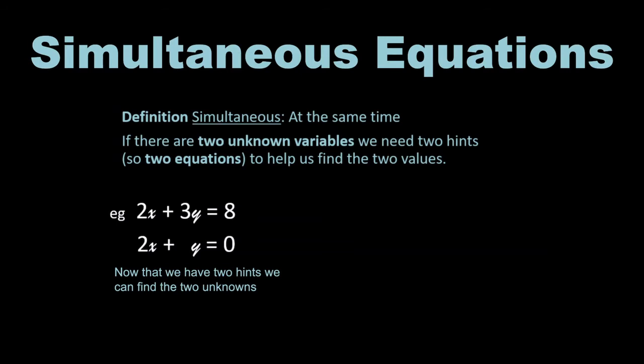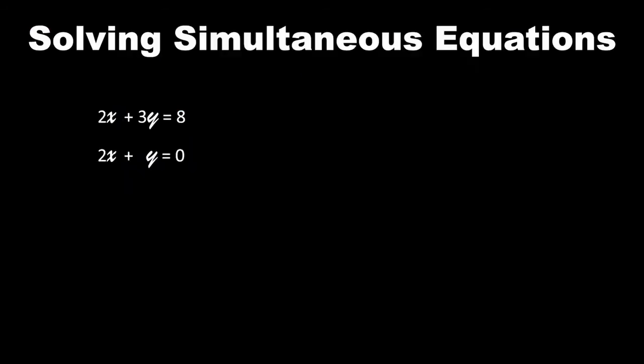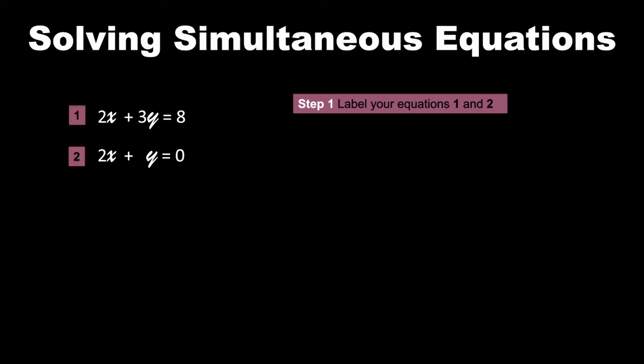Let's carry on with this example. So I've got my two equations. The very first thing that we need to do, and you're going to want to write these steps down, is label your equations 1 and 2. It's a very simple step, but please don't leave it out because we're going to do a lot of working here and it's going to be so much easier to follow if you have it nicely organized. So equation 1 and equation 2.